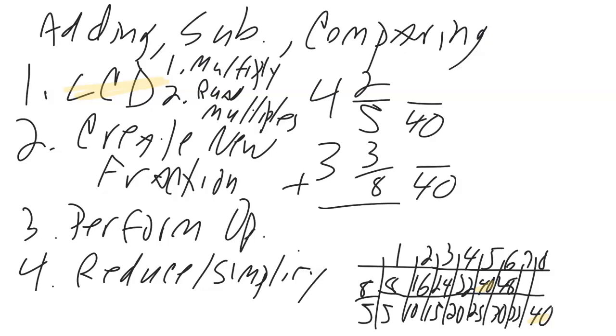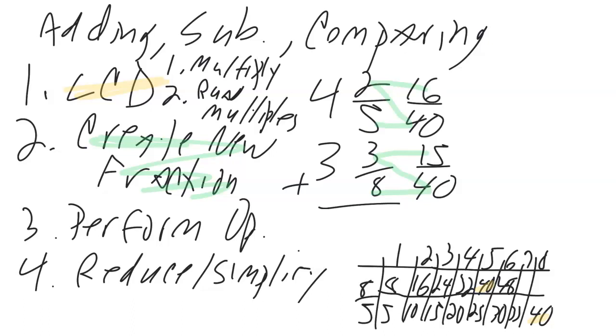So then the second step is to create a new fraction. So when we're talking about step 2, we're talking about creating a new fraction. And the way you do that is you say 8 goes into 40 5 times, and 5 times 3 is 15. And then you come up here and you do the same thing. 5 goes into 40 8 times. 8 times 2 is 16. And you write your 16 there.